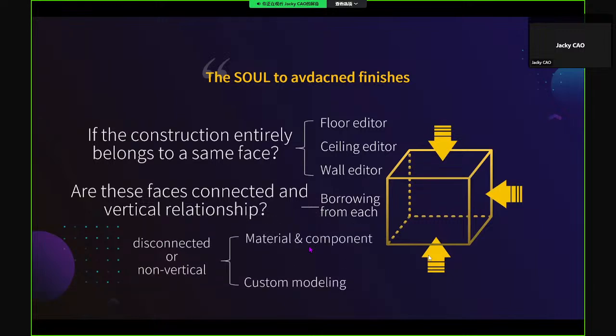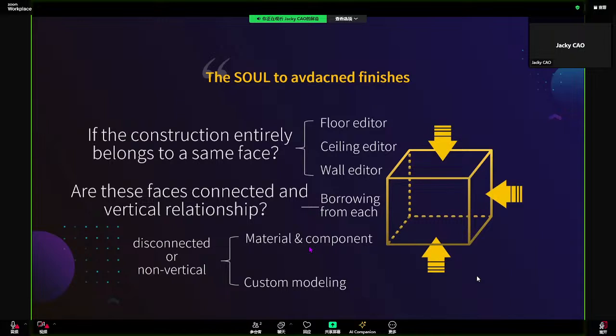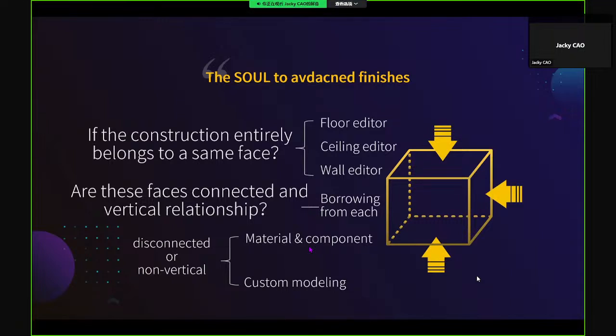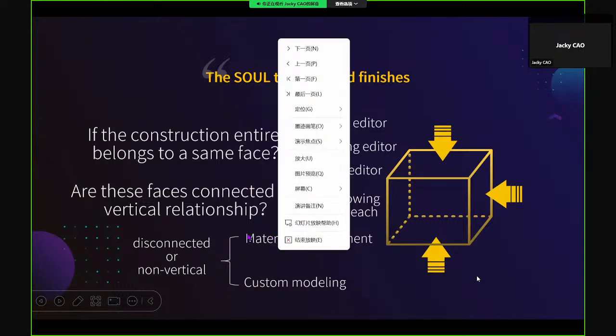And finally, if it's really hard to create that, just use material component. You can exceed the limitation in the floor, ceiling, wall editor. And also, if the construction is too complicated, custom modeling is also your choice. So this is the soul to advanced finish. Junior, middle, advanced. So just pay attention to the different usage.